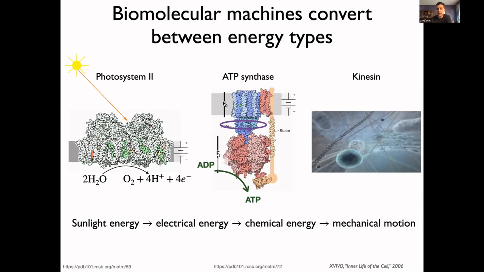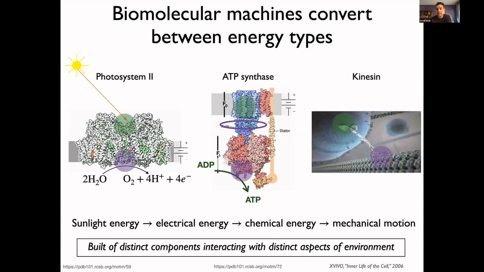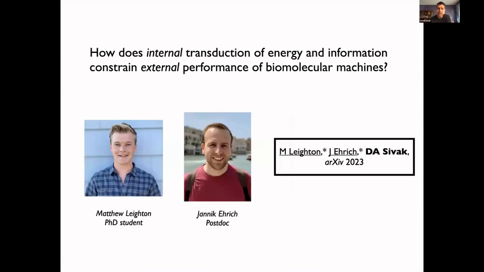And so one thing that's interesting about all of these machines is that they're built of distinct components in a way that human engineered machines are. And these components often interact with fairly distinct aspects of the environments that they're embedded in. And so what I want to pose today is the question of thinking about how do interactions between those different components, how does internal transduction of energy and information constrain, limit the external performance, the actual functional behavior of these machines in terms of their impact on their surroundings.